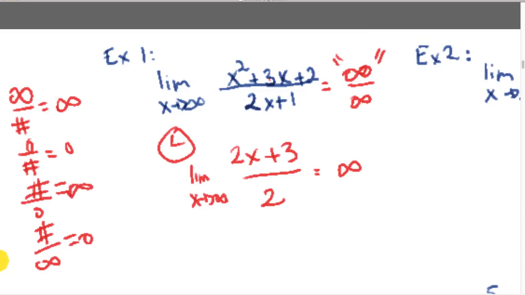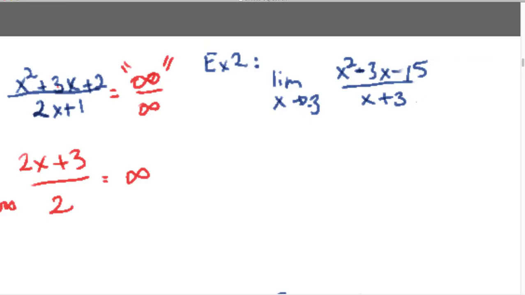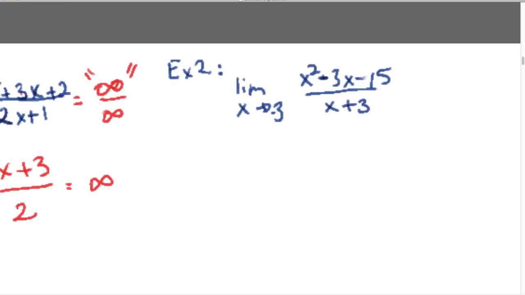Let's look at this next example. When I plug in a -3 on the top, I get what? 0, right? You should get 9 plus 6. Ooh, that should be a 2x right there.